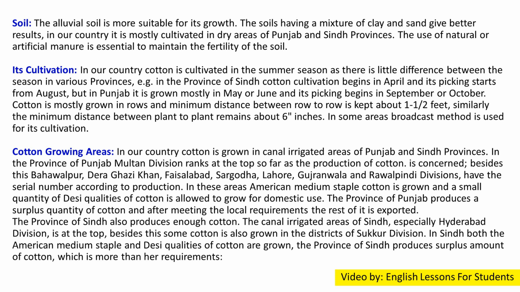The province of Sindh also produces enough cotton. The canal irrigated areas of Sindh, especially Hyderabad division, is at the top. Besides this, some cotton is also grown in the districts of Sakhar division. In Sindh, both the American medium staple and desi qualities of cotton are grown. The province of Sindh produces surplus amount of cotton which is more than her requirements.